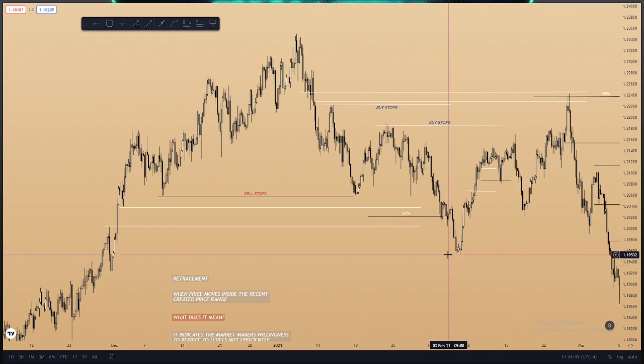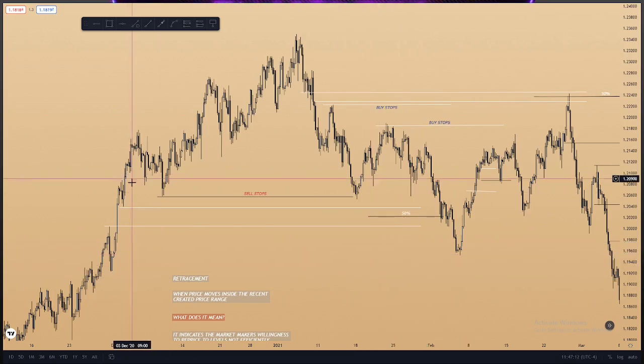So it's not all the time that these fair value gaps will work. They work most of the time, don't get me wrong, but if you're looking for a certain amount of pips, you're not always going to get it. But trust me, these things work, as I just showed you with the live examples before.